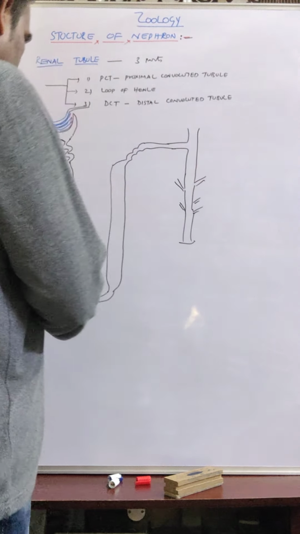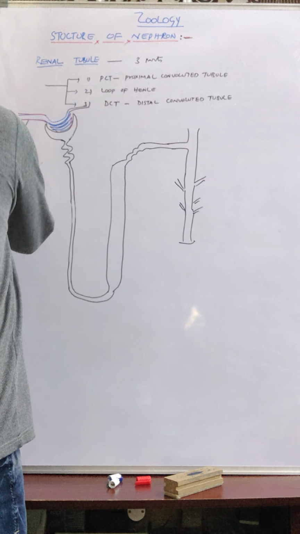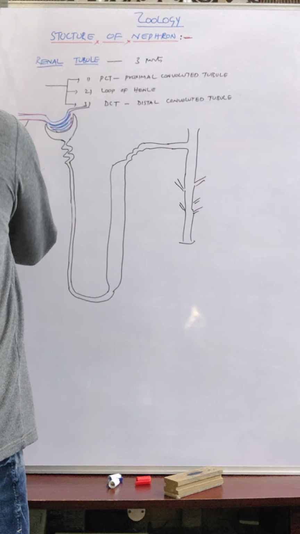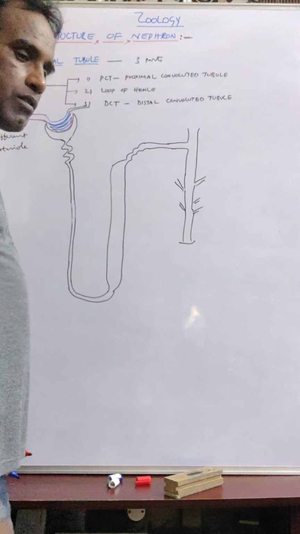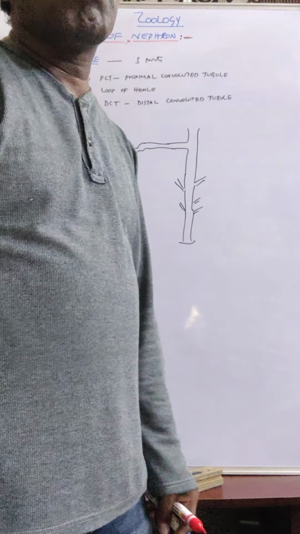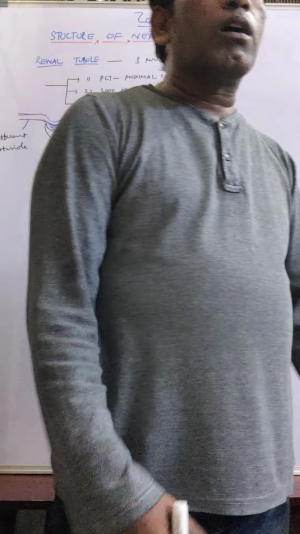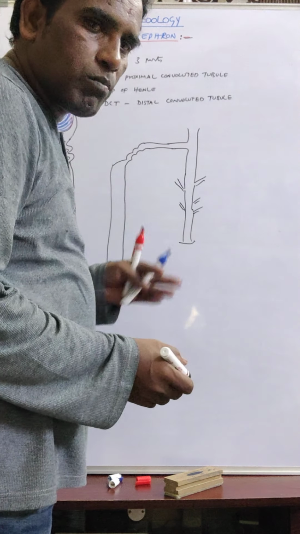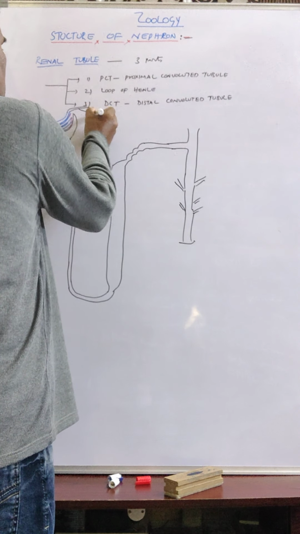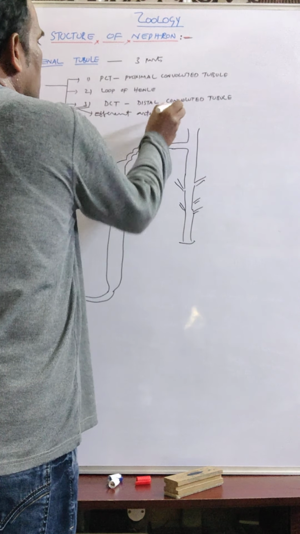Let's see the parts one after one. This is called the afferent arteriole, which carries the blood to the kidney. From the heart, the renal artery carries blood, and before it enters the kidneys, it is divided into branches. The renal artery splits into branches which we can call the afferent arterioles. This afferent arteriole has a wider lumen compared to the efferent arteriole. This is the efferent arteriole.